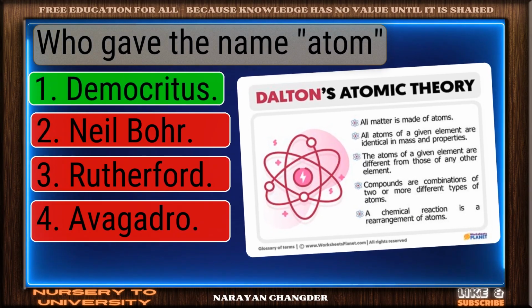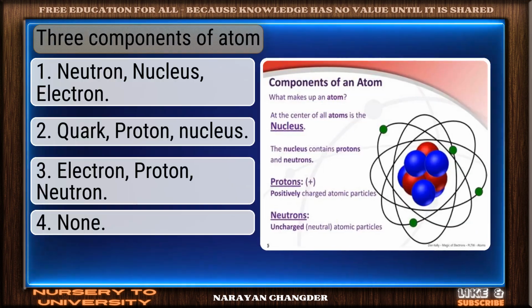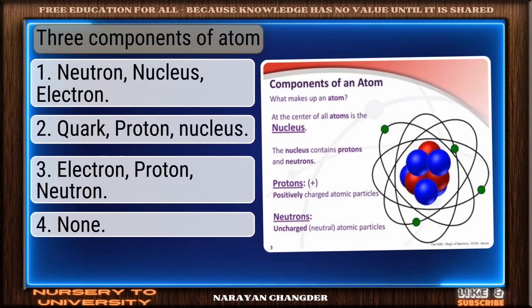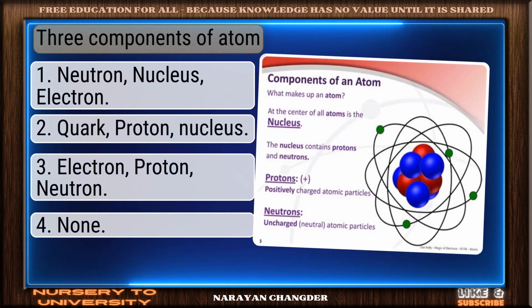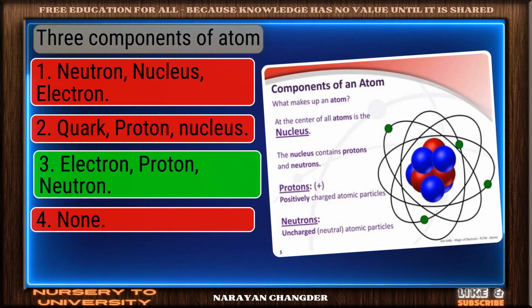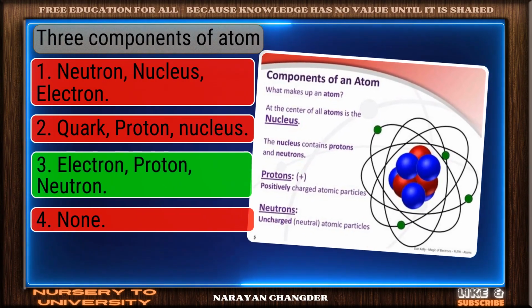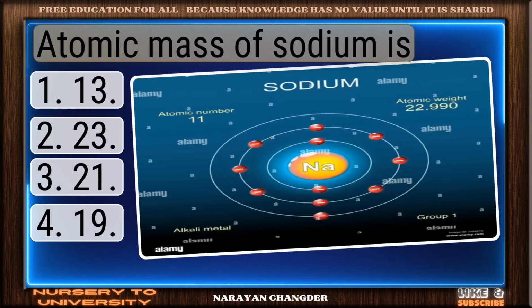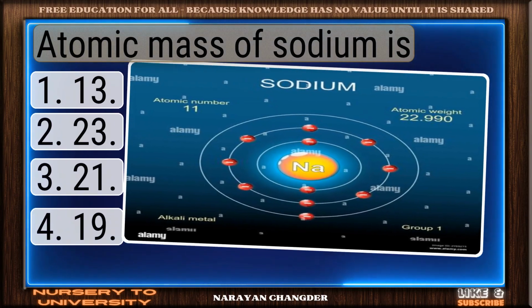Sharp thinking. Democritus is the right choice. Question number 272. 3 components of atom. Correct response. Electron, proton, neutron is the most accurate answer. Question number 273. Atomic mass of sodium is?